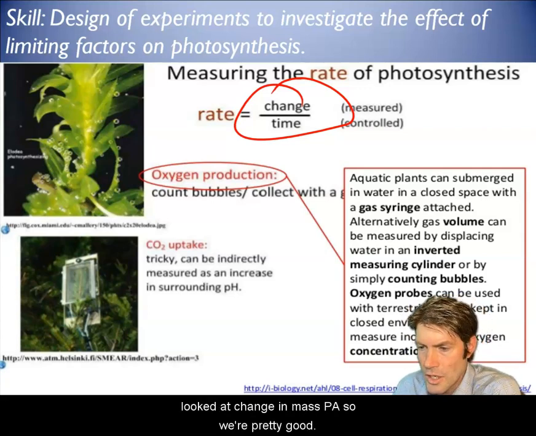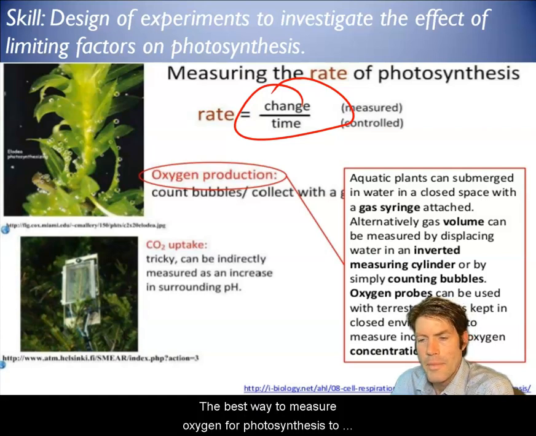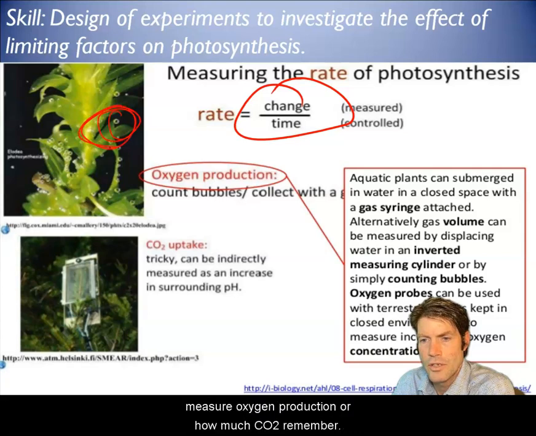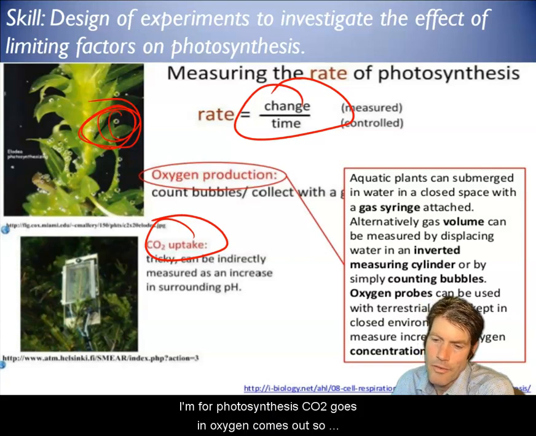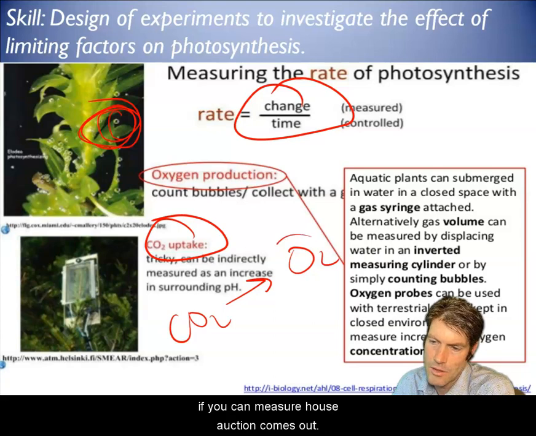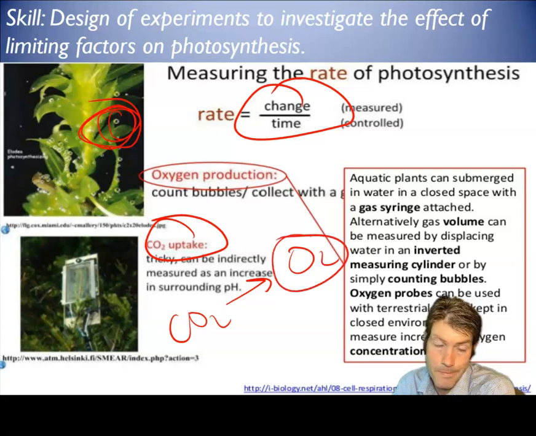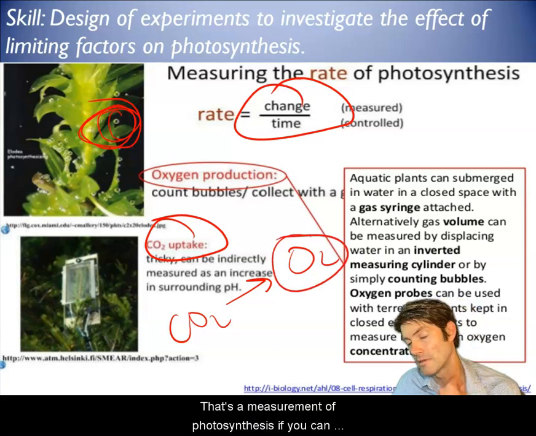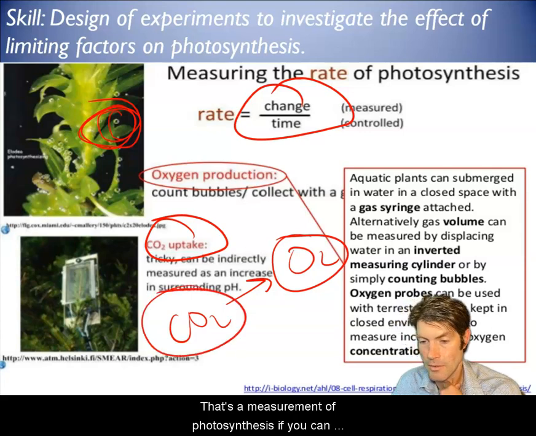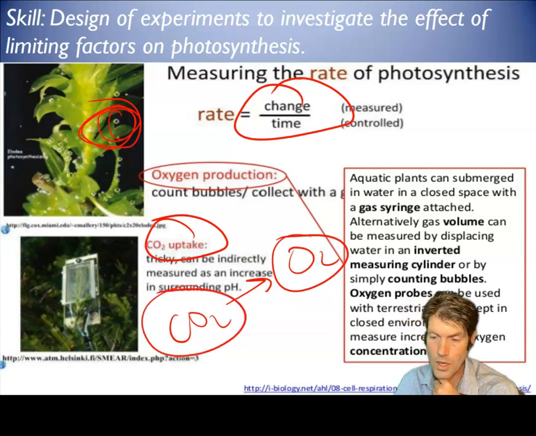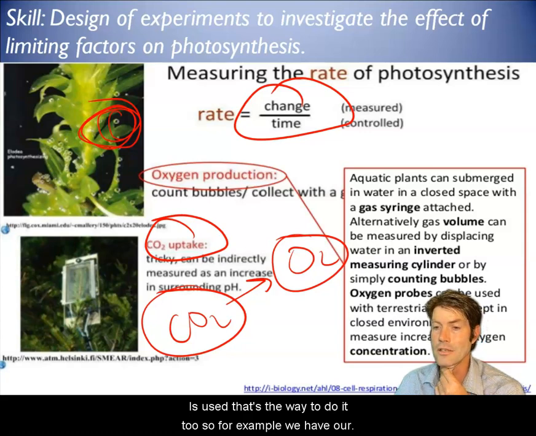So we're pretty good. But the best way to measure photosynthesis is to measure oxygen production or how much CO2 is used. Remember, for photosynthesis, CO2 goes in, oxygen comes out. So if you can measure how much oxygen comes out, that's a measurement of photosynthesis. If you can measure how much CO2 is used, that's the way to do it too.